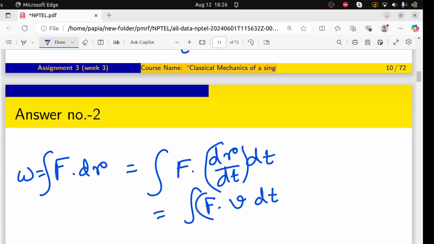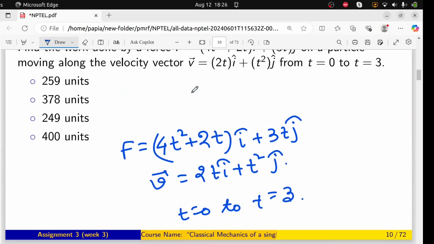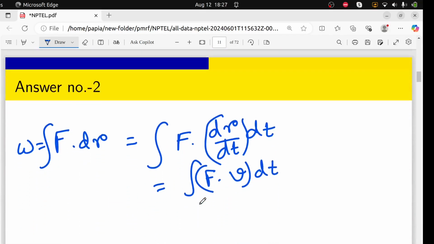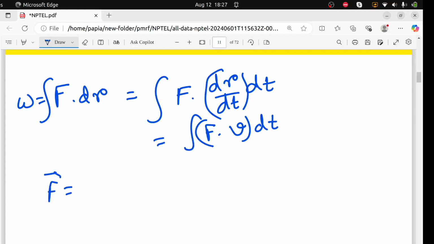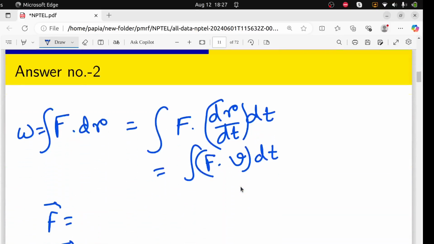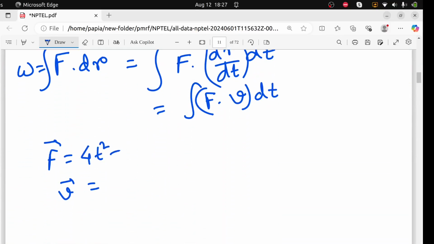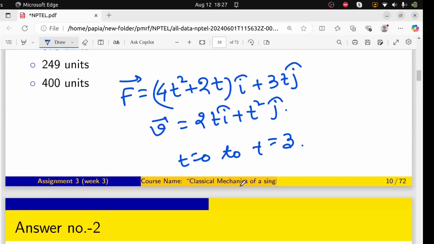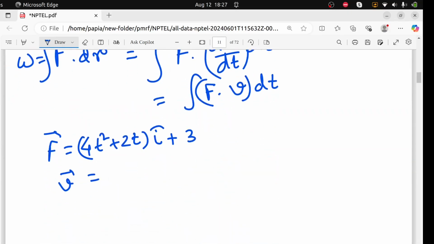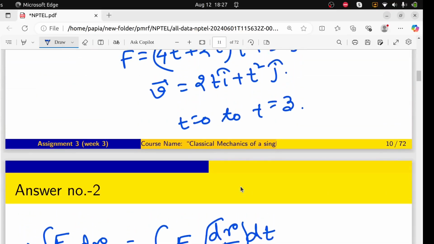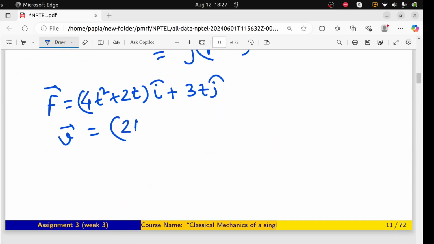Then dt, F dot v dt. Now I have F, I have v, so I will just do that F dot v. Let me write here F and then v. So F is what here? F is (4t square plus 2t) I cap plus 3t j cap, and v is 2t I cap plus t square j cap.